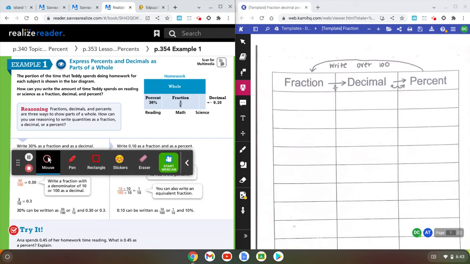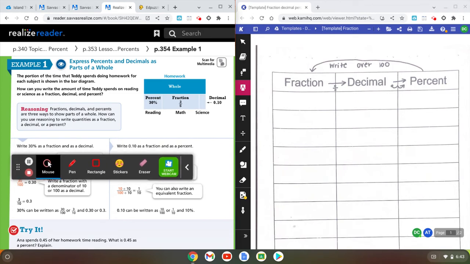So the reasoning, it says fractions, decimals, and percents are 3 ways to show parts of a whole. How can you use reasoning to write quantities as a fraction, a decimal, or a percent? And when we solve these questions, we're going to be using this chart that I have on the right side of the screen that you should also have in front of you. So the first direction says to write 30% as a fraction and as a decimal.